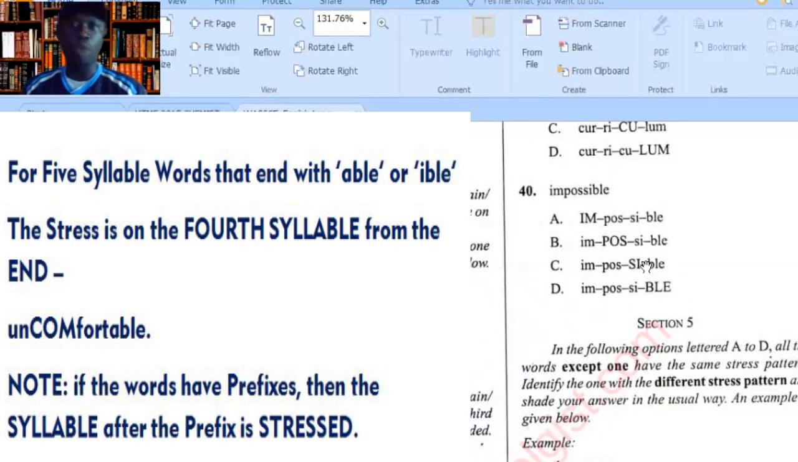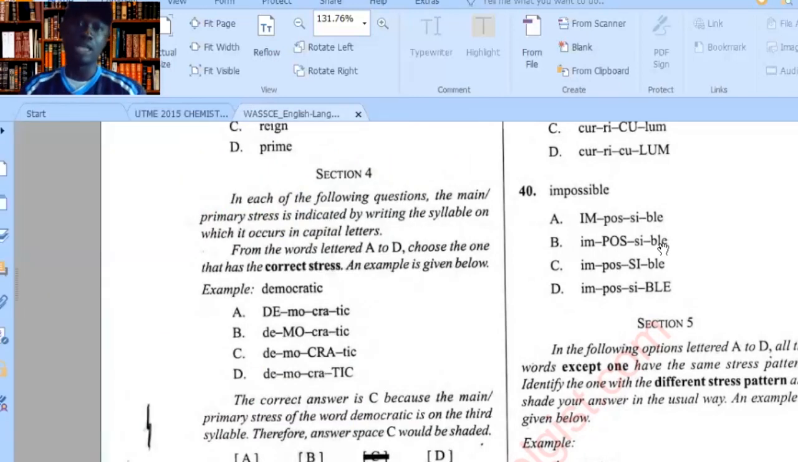For words with 4 or 5 syllables that end with A-B-L-E or I-B-L-E, the stress is placed on the 4th syllable from the end. But if that word has a prefix, the syllable after the prefix is stressed. That makes this very easy. Question 40, the correct option here is impossible. There are so many rules governing stress, especially syllable stress. I'm going to take my time and analyze the rules one by one.